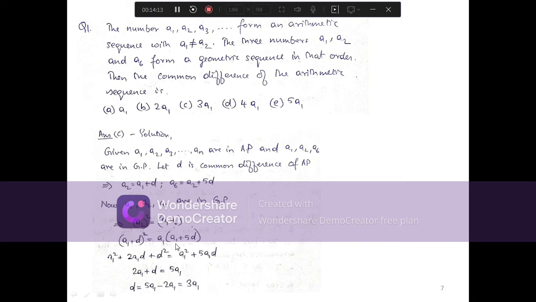A1 plus 5D. So for substitution, A2 squared equals A1 plus D, and A6 equals A1 plus 5D. So (A1 plus D) whole squared equals A1 into (A1 plus 5D). You open the brackets: (A1 plus D) whole squared equals A1 squared plus 2A1D plus D squared, which is equal to A1 squared plus 5A1D. Okay.